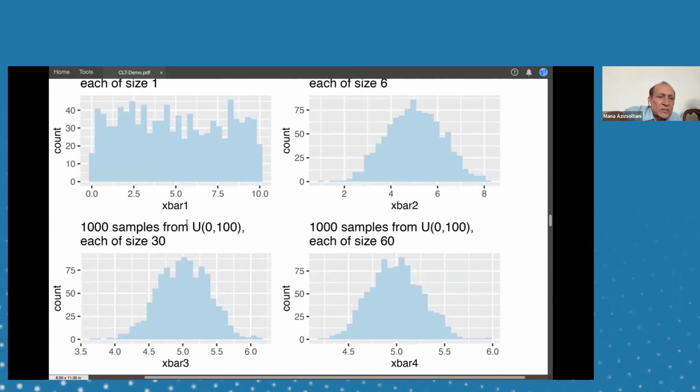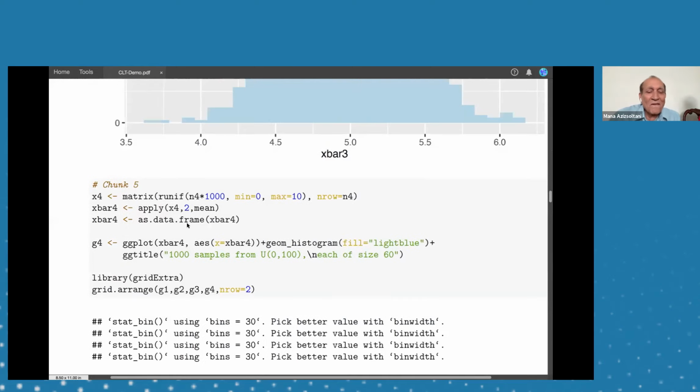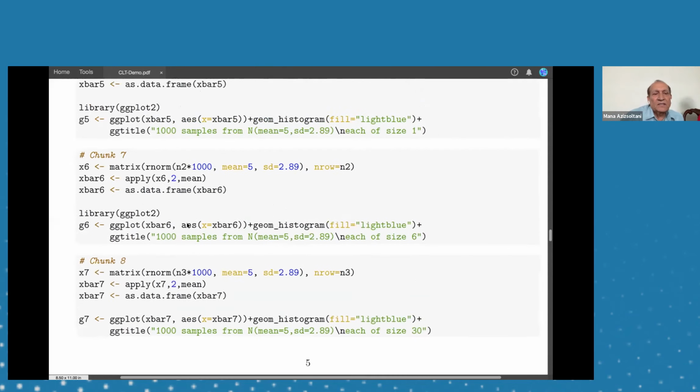But one thing I wanted to point out was, again, the power of statistics. So there is a package. Sorry. There is a package called teaching demo.